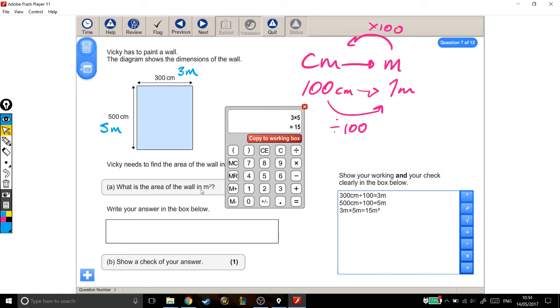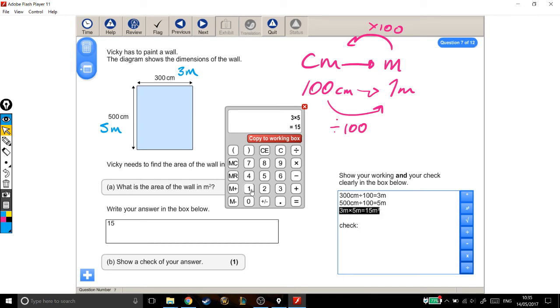Lovely. So what's the area of the wall in meters squared? My answer is 15. Show a check of your answer. Now, I always think it's good to separate it out to show the examiner, to show whoever's marking it, that this is where I'm doing my check. To do a check in this case, I'm going to pick something that I've done in my working out and do it backwards to see if I get an answer that makes sense. For example, I'm going to choose this one, and I'm going to check this working out.